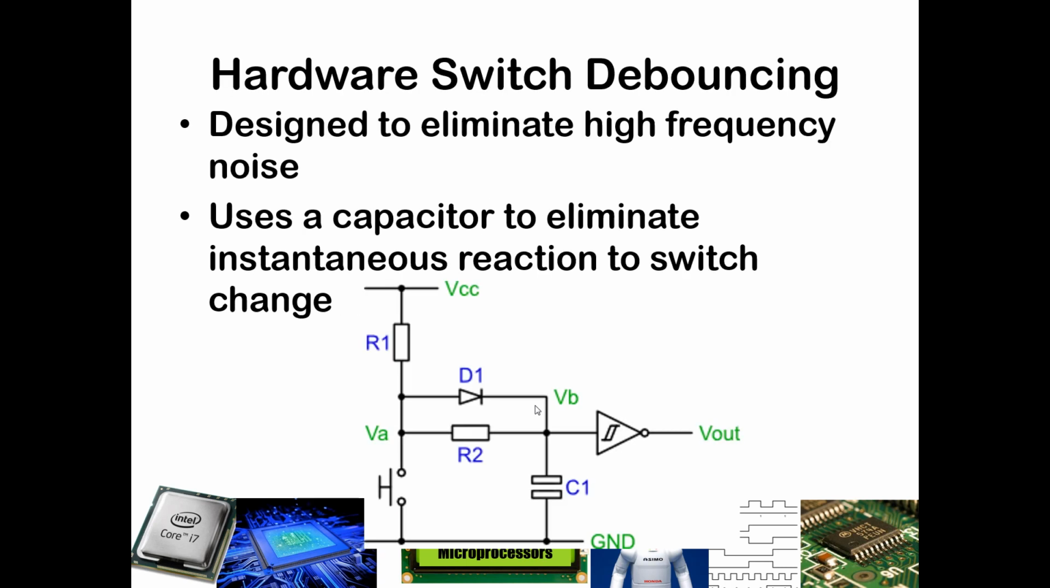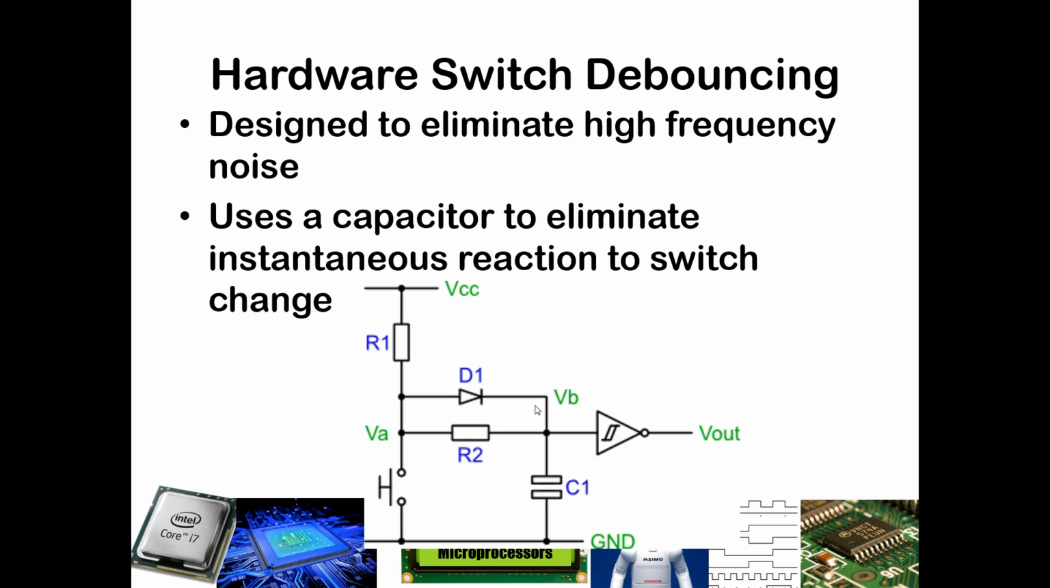This schematic here will allow us to eliminate high frequency noise. That will allow us to ensure that we are only changing from a logic 1 to a logic 0 output, or vice versa, if we really intended to do that. And this will use a capacitor and what is known as a Schmitt Trigger in order to mitigate the effects of the bouncing of a switch.